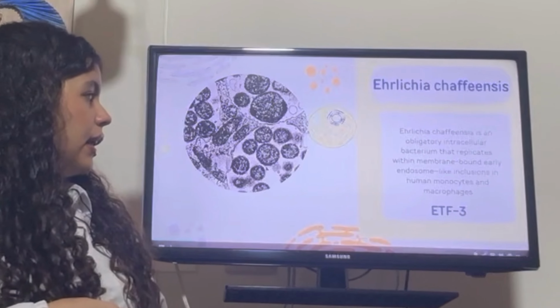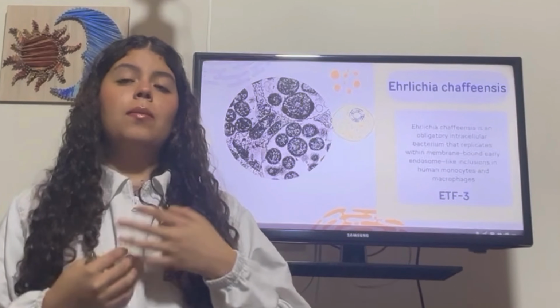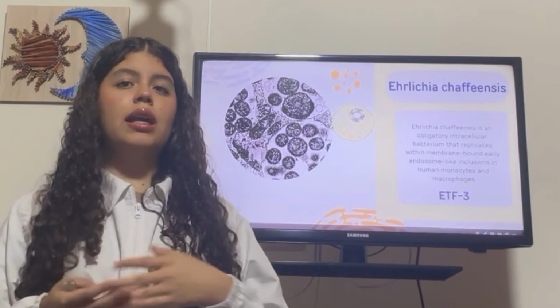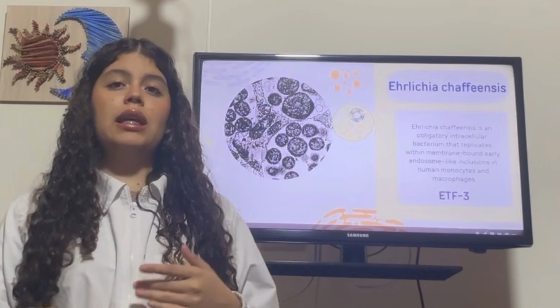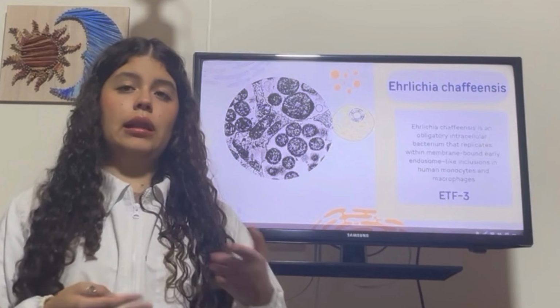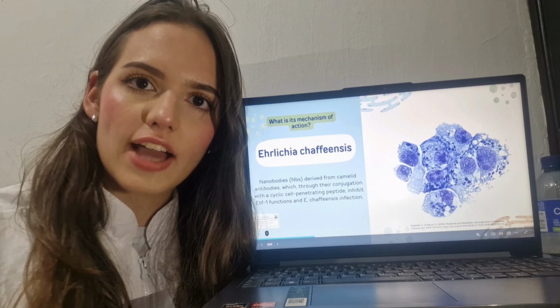So, what is Etf-3? Ehrlichia translocator factor 3 binds ferritin light chain, FTL, and induces ferritinophagy, a selective form of autophagy, thereby significantly increasing the cellular labile iron pool (LIP) for use by Ehrlichia replication. What is its mechanism of action?